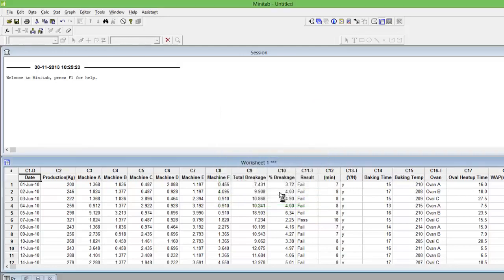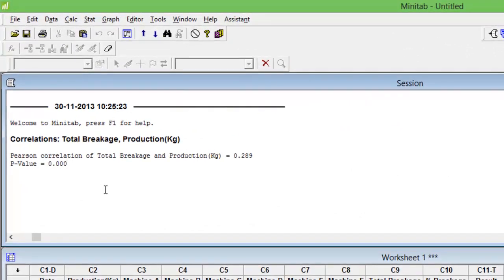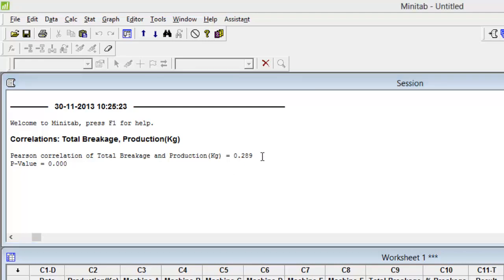I press OK. The first thing that you should look at is the p-value. Here, if you see, the p-value is being shown as 0.000, meaning both the variables are related to each other significantly. Additionally, it also publishes for you the Pearson's correlation value of 0.289, closer to 0, which means while there is relationship, it might not be significant.